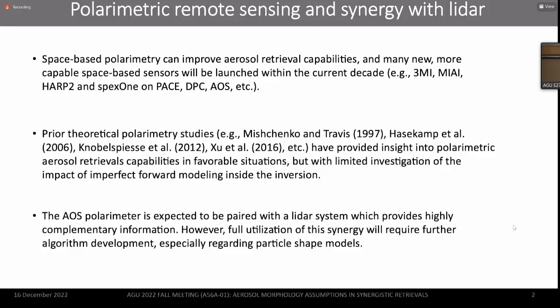That could be very important in future polarimeters where the accuracy is much higher. You're going to have more sensitivity to that. And it's also going to be really important in the AOS mission where we pair a polarimeter and a LiDAR together, because of the observation geometry of LiDAR. It can be very sensitive to particle shape.